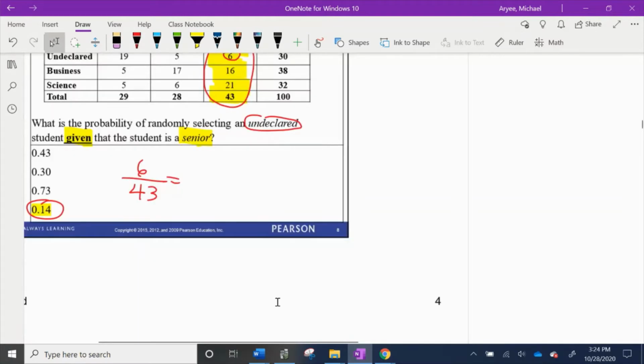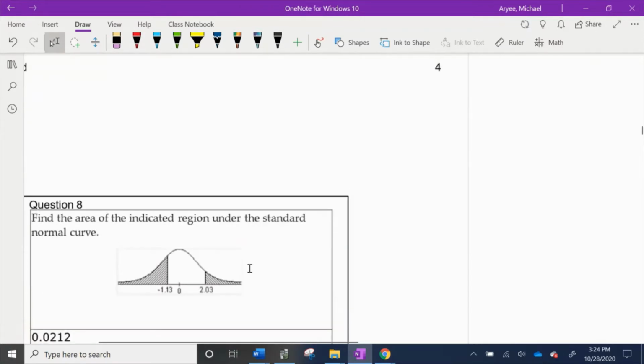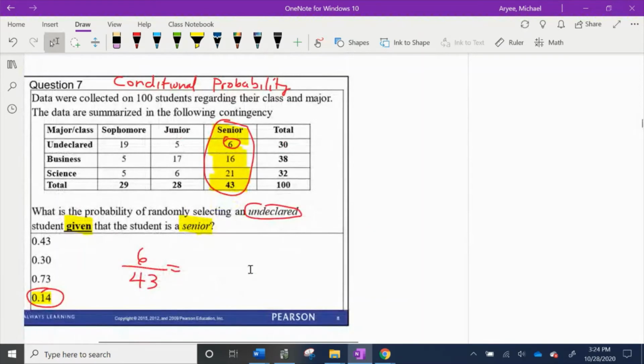Okay, wait, I was confused. So you said that because it's asking for given, it's a senior. Is given the same as and? Given is not and. Given always means focus on the subcategory that you have been given. In other words, act as if all the rest are not there. Act as if the only group of students you have is the seniors. That's what given means.